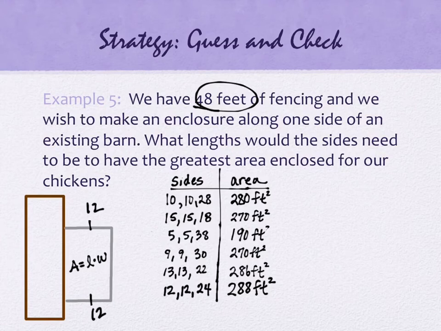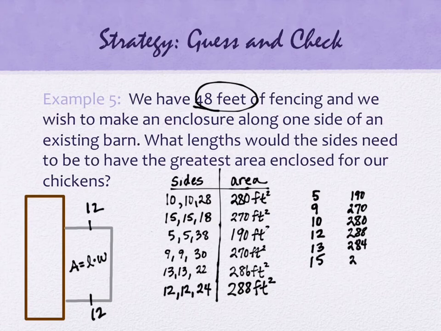Now it's kind of hard to see because we've jumped around a little bit, but let me take a look with you and notice this. I'm just going to put them in order. I tried 5, 9, 10, 12, 13, and 15 so far. Everybody with me? I'm not going to write the other parts of it out. I'm just putting them in order. So with 5, I got 190. 9 gave me 270. 10 was 280. 12 is 288. And then I've got 286, and then I've got 270 again.